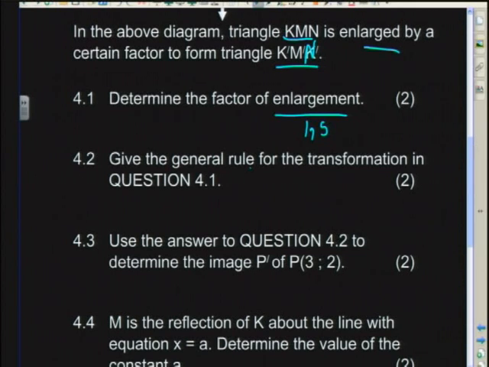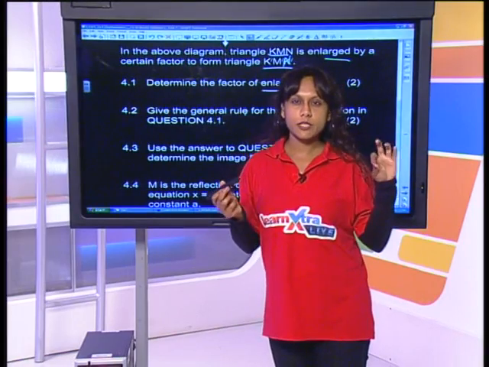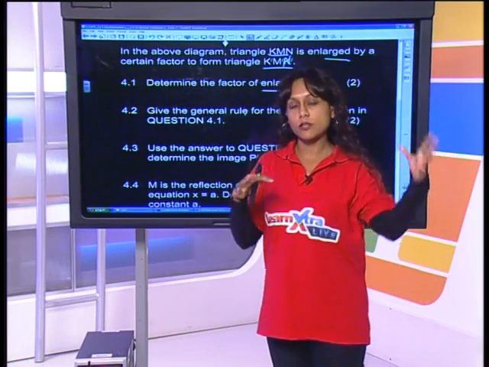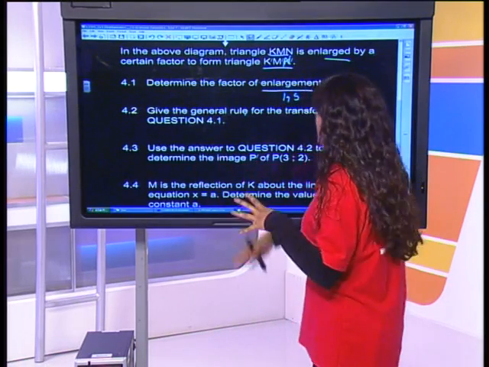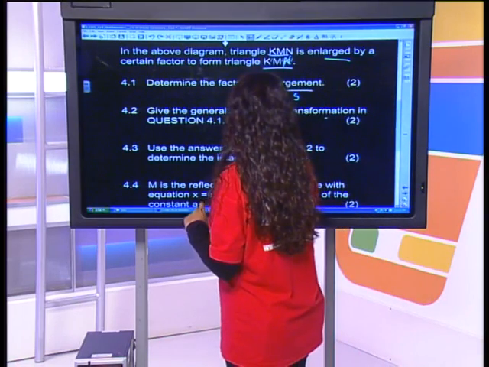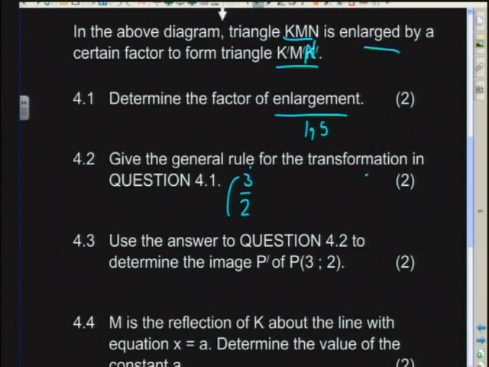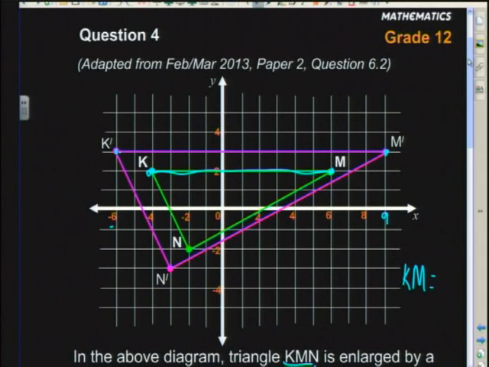All right, part 2. They say give the general rule for the transformation. Now, when we're talking about the general rule, we mean how do you take the x coordinate and get the new x coordinate? And how do you take the y coordinate and get the new y coordinate? So what is that rule? All we're doing here is saying 3 over 2, because everything is enlarged by the factor 3 over 2. So the new one is going to be 3 over 2x, 3 over 2y, to get us from the original point to any other point. So we just times the coordinates by a factor of 3 over 2.